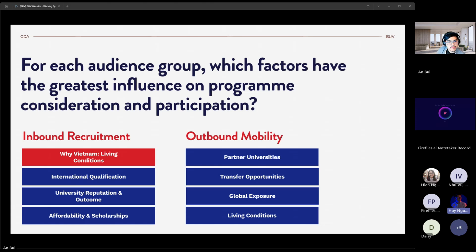Yeah, the university reputation and the international qualification. Well, what does international qualification mean? Is that the quality of the degree you'll get, or is it to do with entry requirements? I would say it's more the international degree from England that you get, versus reputation, which would be more like how does BUV rank internationally, but also what is the outcome that you should expect from graduating from BUV?